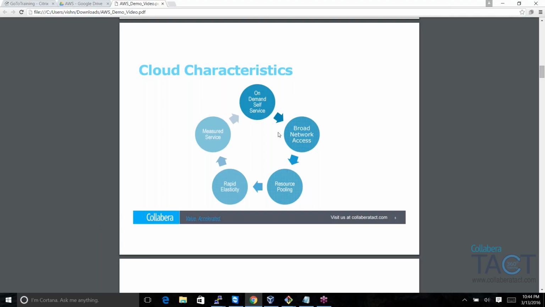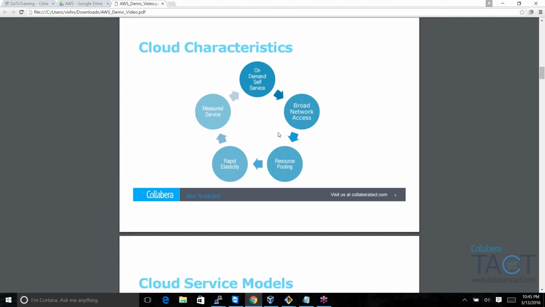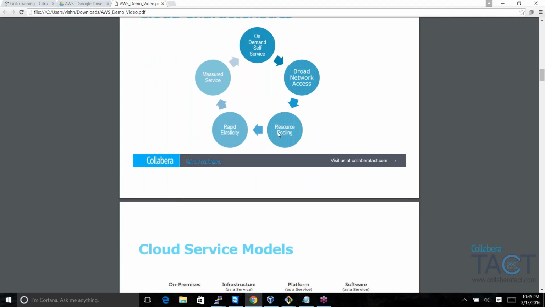Then another important characteristic of a cloud model is measured service. Say I want to use storage, say 1 TB of storage from a cloud service provider. I have to clearly understand how much storage I'm using. Every service that we are going to get from a service provider in the cloud computing model, all of the services being provided to you, should be properly measured.